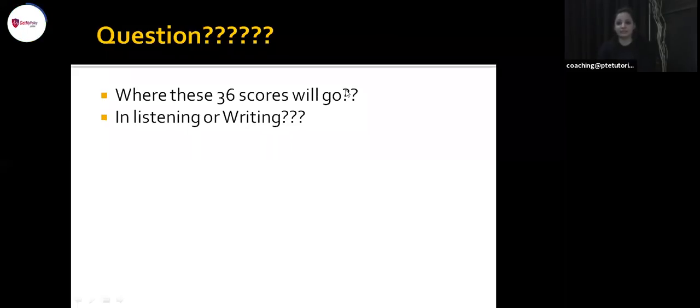Kharnam sir is saying writing. Sumit sir is saying both. Both, don't say both. Both means partial. I'll be getting 18 score for writing and 18 score for listening. No. Muskan is saying more in writing. No, darling. Vishal sir is saying writing. Here you people are wrong now.